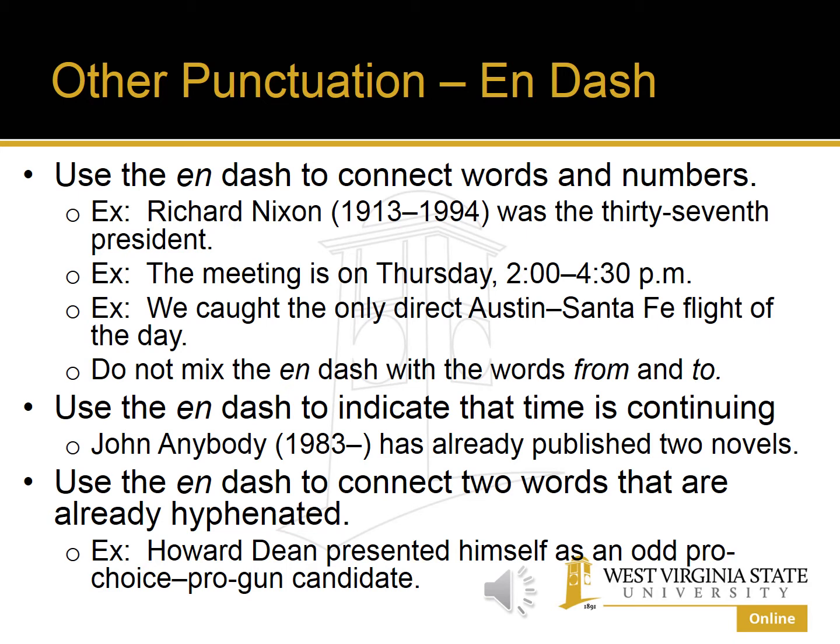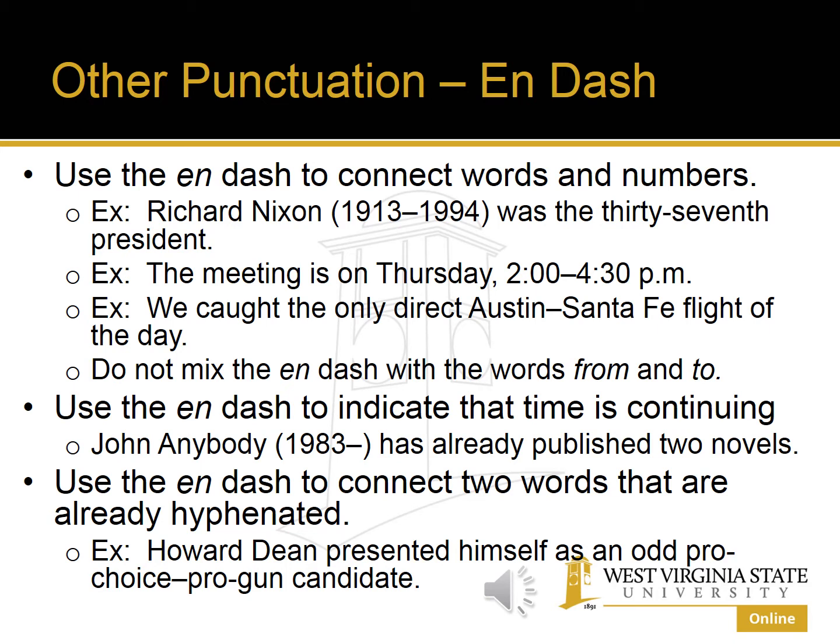Also, another example, we caught the only direct Austin Santa Fe flight of the day. In this example, the N dash is used to separate the two cities, but when we were reading, we would probably say we caught the only direct flight between Austin and Santa Fe, or from Austin to Santa Fe. That's the way we would write it if we weren't using the N dash.